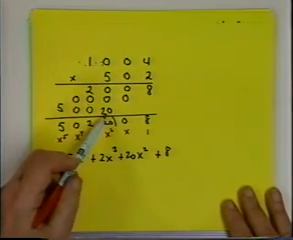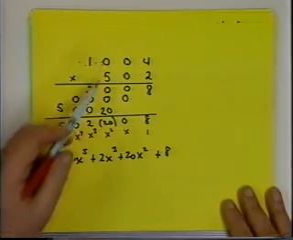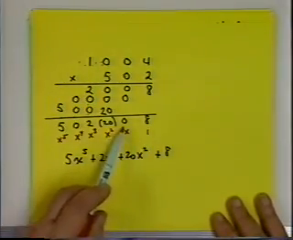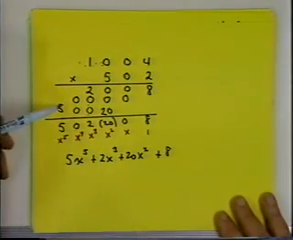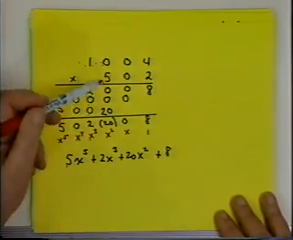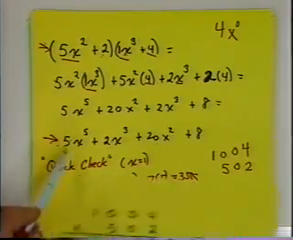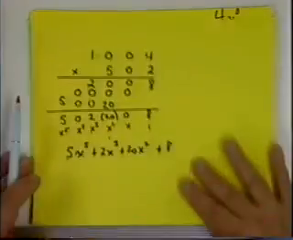5 times 4 is 20. 5 times 0 is 0. 5 times 0 is 0. 5 times 1 is 5. So now I add up. There's what? 8, 0, 20, 2, 0, and 5. So what's the answer? 5x to the fifth plus 2x to the third plus 20x squared plus 8. And what was the answer that we got before? 5x to the fifth plus 2x to the third plus 20x squared plus 8.